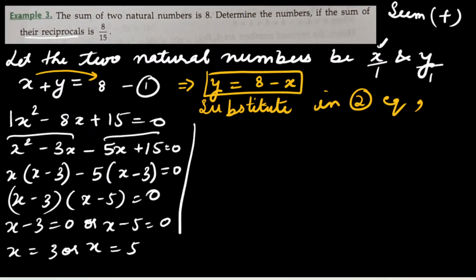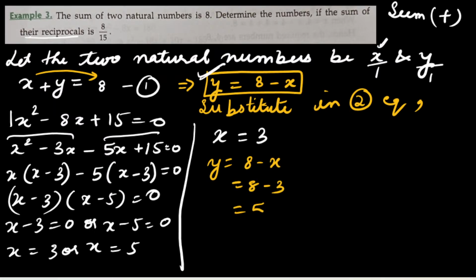See here, don't think we have found two numbers and this is the answer. Our two numbers are x and y. So the x value we have found is 3. We have to find the second number also with the help of y, because our second number is y. So what is the value of y? y is equal to 8 minus x. So 8 minus 3 is equal to 5. So the first number is 3 and another number is 5.